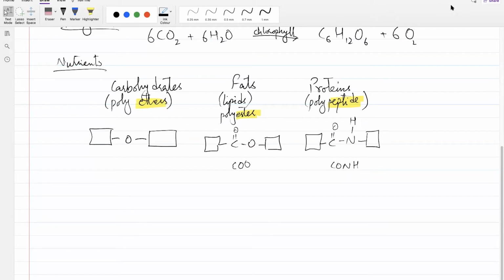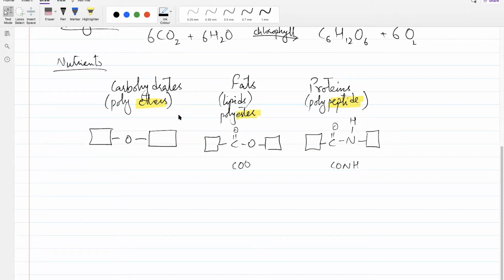Now the next thing to understand is what are these boxes? What are these boxes and how are they connected? So carbohydrates are made from small sugars. Okay, small sugar molecules are joined together to make carbohydrates. So because of this we also call carbohydrates polysaccharides. Saccharide means sugar, so these are polysaccharides. And then we have fats. We also call fats polyesters, and they have these.